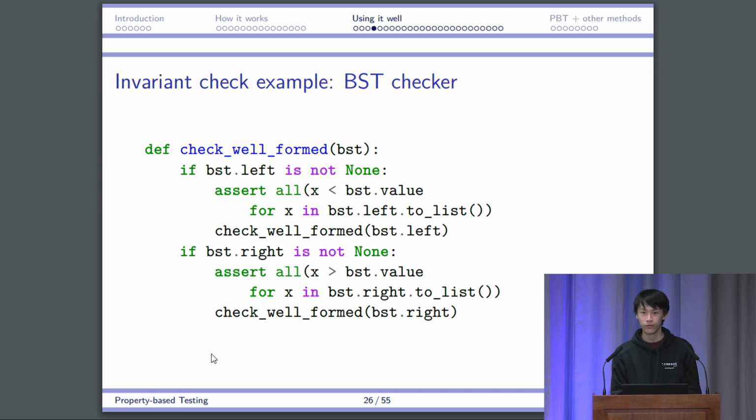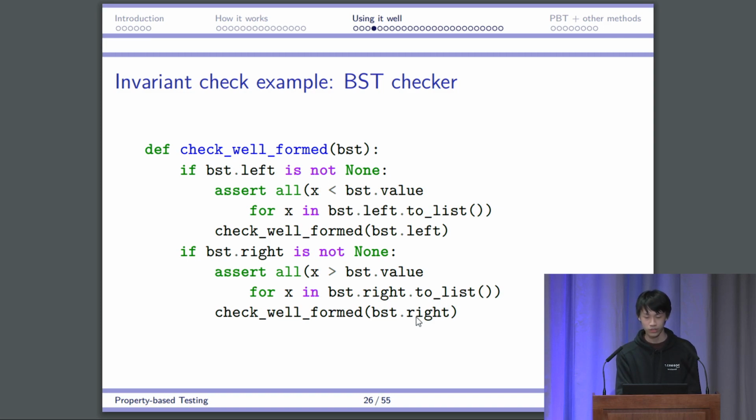Okay, so first of all, we need to write a function that actually checks if a binary search tree is well formed. It would look like this. If the left subtree of the binary search tree is not None, then we check if all the values are less than the value of our current node. And then we also recurse down to the left subtree to check if that is well formed. Then, if the right subtree is not None, we do the same, but we check if all the values in the right subtree are greater than our current value. And then we recurse down to the right subtree to check if that's well formed.